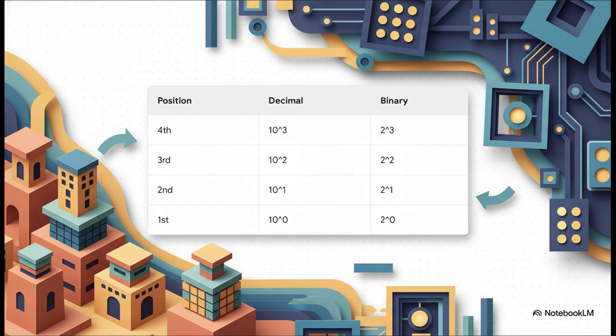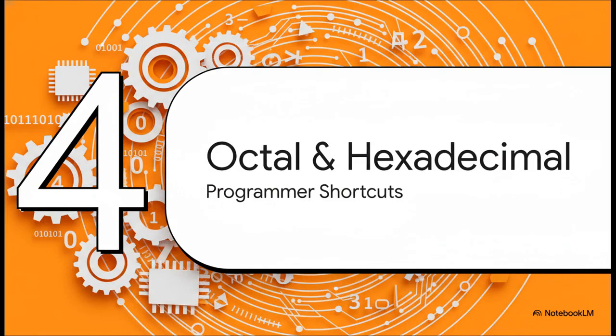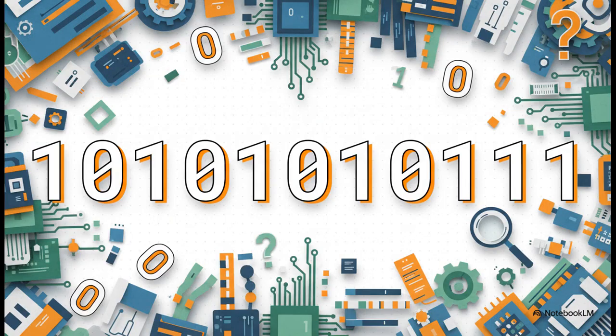Next up, Section 4, Octal and Hexadecimal shortcuts. Let's see how the severe limitations of binary create a massive practical problem for humans, and the clever mathematical solution we use to fix it. Just imagine having to decipher a number like 1010101111. Now, to a computer, reading an obnoxiously long binary string like that is totally effortless.